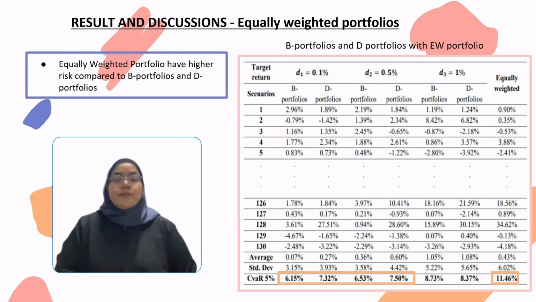Finally, we make the comparison for CVaR 5% of B portfolio and CVaR 5% of D portfolios with equally-weighted portfolios. Equally-weighted portfolios means that invested capital is shared equally for all assets. Thus, as shown in the table, CVaR and standard deviation of B portfolios and D portfolios is compared with equally-weighted portfolios, that is EW portfolios. The results show that EW portfolios have a higher risk than B portfolios and D portfolios. It is true because the equally weighted portfolio did not minimize risk or maximize return when constructing it.